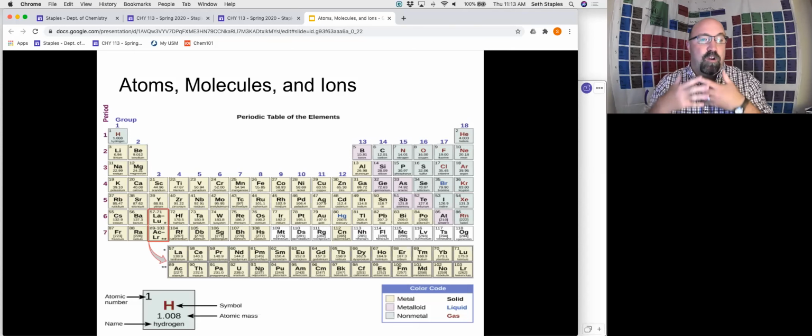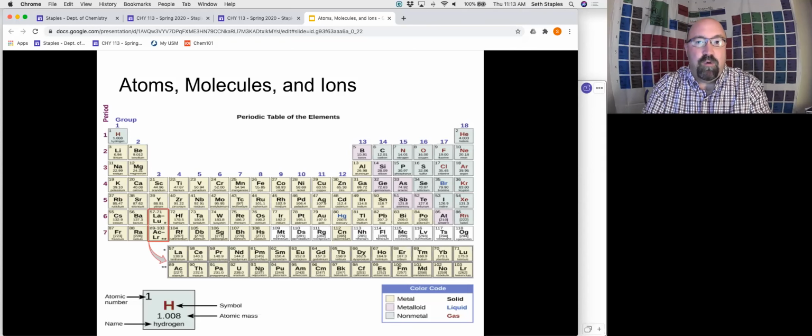We need to know what the structure is of an atom, because it's that structure, which we'll find as we go on through the semester, that really ends up giving matter its properties. And so we have to understand that structure down to some pretty fine details.